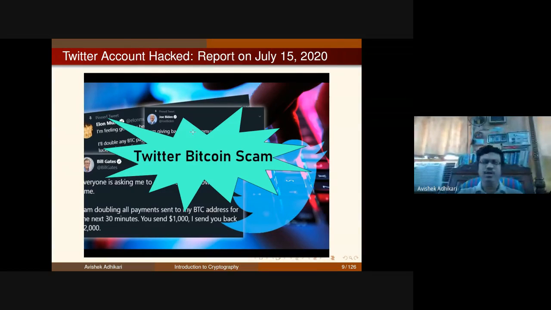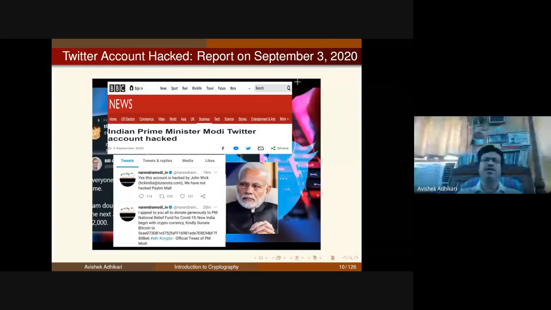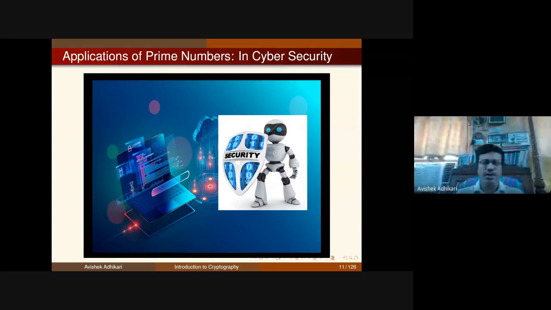Not only in the US, so it happened actually in the month of July 15th, and not only that, in the month of September 3, it was BBC News. It revealed that a similar kind of message was also reflected in the verified Twitter account of Narendra Modi, who is the Indian Prime Minister. His account was also hacked, and a similar kind of message was also reflected there. So what I'm telling you is that as a result, we need some security, basically digital security. And here, cryptography comes into play.